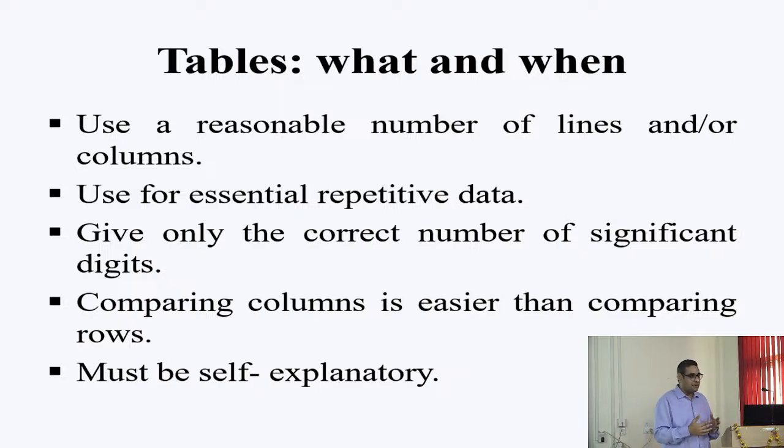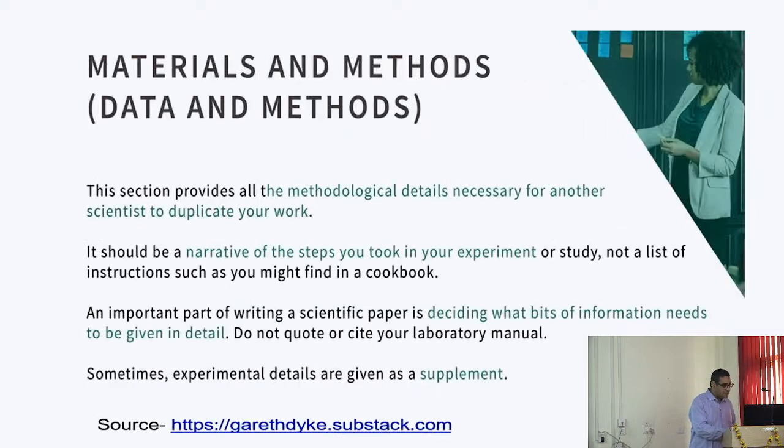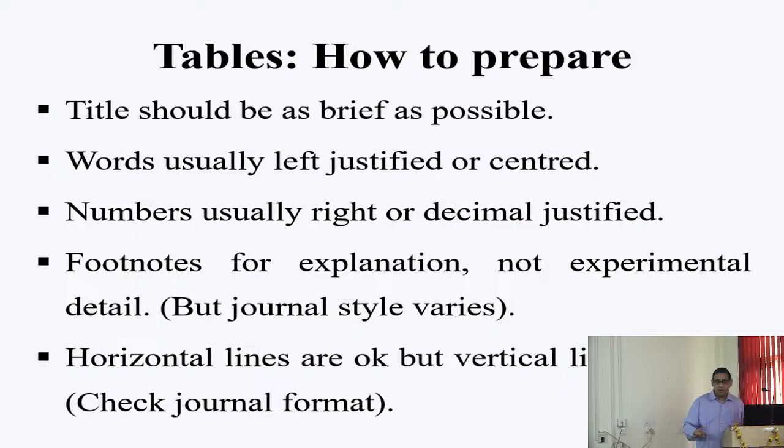In the same way, give only the correct number of significant digits, not 0.000008, at least 2 decimals. If you read statistics, you will find out. Comparing columns is easier than comparing rows. Tables must be self-explanatory. Materials and methods, data and methods: this is a website which I will share with you, and it gives you a very important section. Then tables, how to prepare.